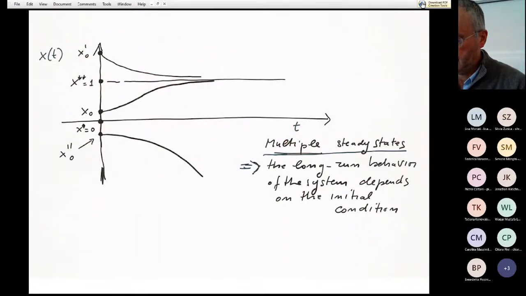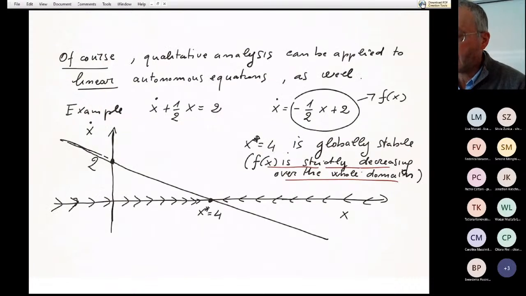So we have a number of examples already that should make things clear. On another point, which is useful to work out, to understand what happens analytically with these models, of course, the qualitative analysis can also be applied to linear autonomous equations. In principle, we don't need it, but if we don't want to solve the equation, we can just apply qualitative analysis. This is an example of a linear autonomous equation, x dot equal to minus 1/2 x plus 2. We know how to solve it.